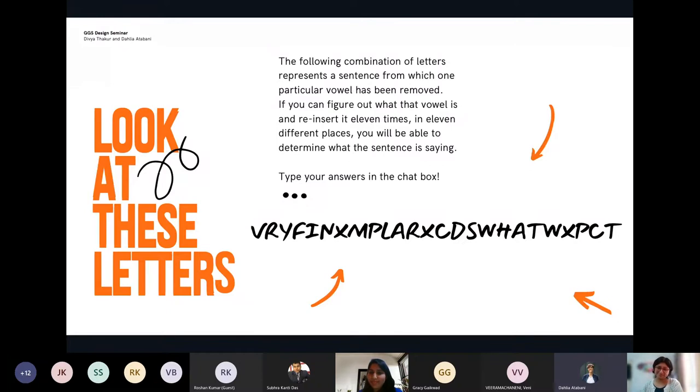You'll get the hang of it. But you need to reinsert this vowel and try to determine what this sentence is saying. So we will give you just a couple of minutes to do the same, and you can type your answers in the chat box. Even if you get some of the parts wrong, or you try to figure out certain words and then certain parts of the sentence, still paste that in the chat box, because we're trying to prove a point now, and in a second we will tell you what point we're trying to prove.